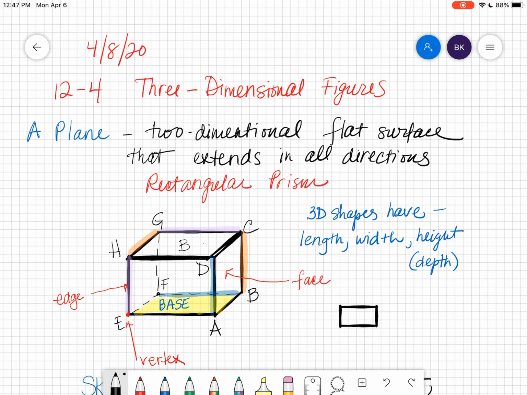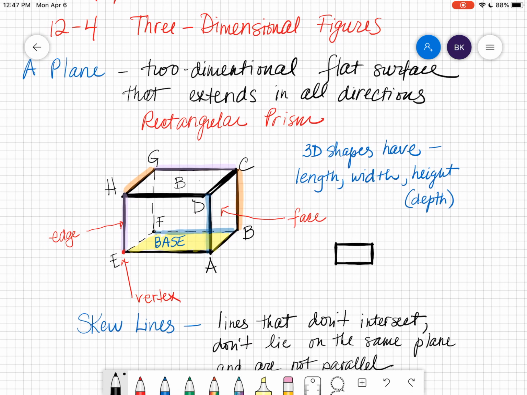So you will notice people will be saying the word plane. A plane is a two-dimensional flat surface that extends in all directions. You can't really see it, but in the 3D shape, a plane would be one of the sides of the shape or one of the faces. I might just say that. Or think of it as a piece of paper. Okay, it's the plane. You can't see it.